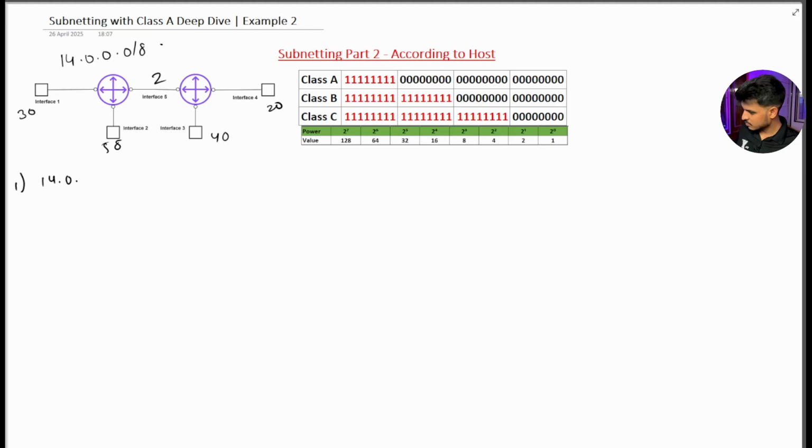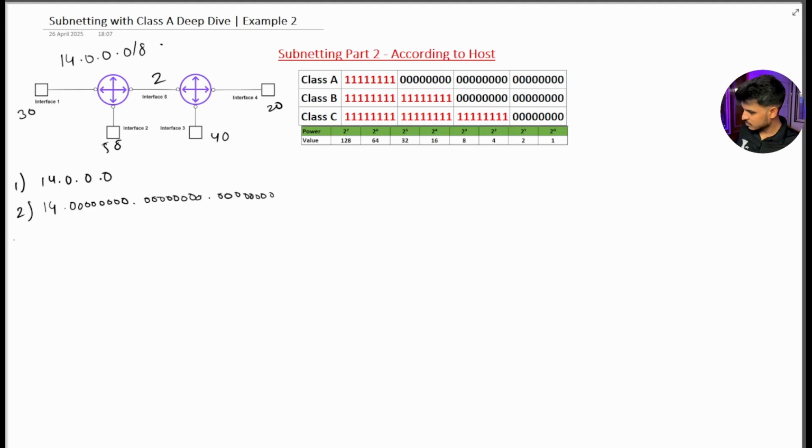So I will be writing 14.0.0.0. In the second step, we write again the bits that are given to network as it is. So 14 is given to network, and for host we have to write their binary values. So it is 8 zeros, again 8 zeros, again 8 zeros.